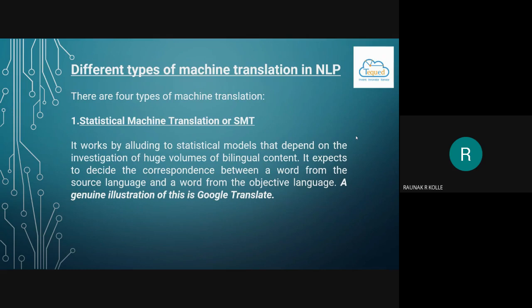In simple language, we can say that machine translation works by using computer software to translate text from one source language to another target language. There are different types of machine translation.